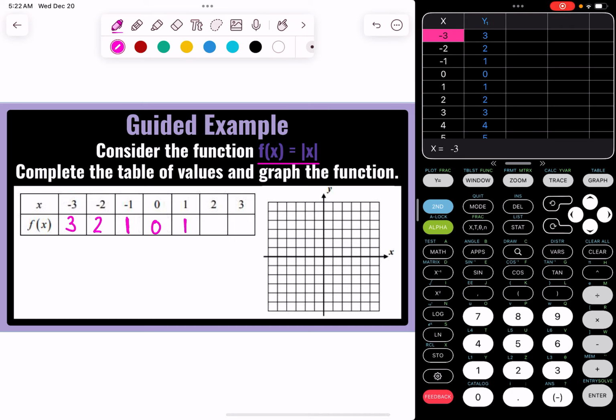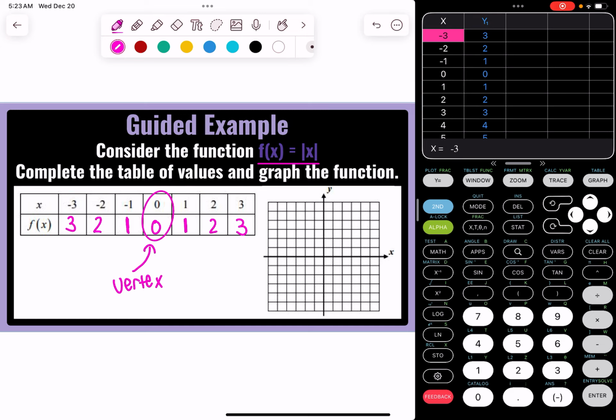1 is 1. 2 is 2. 3 is 3. You always want to find this, I call it like the middle point where the stuff around it starts to repeat. And if you put that in the middle of your table and you have a few points above it and a few points below it, you'll get a really nice looking graph. And this right here, this point is called your vertex. That's the middle point where everything around it starts to repeat.